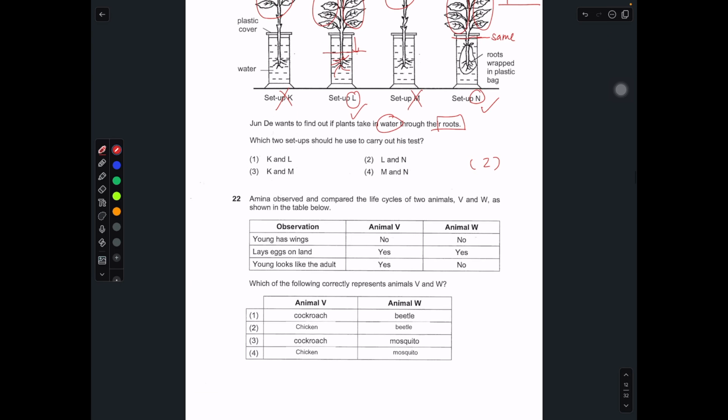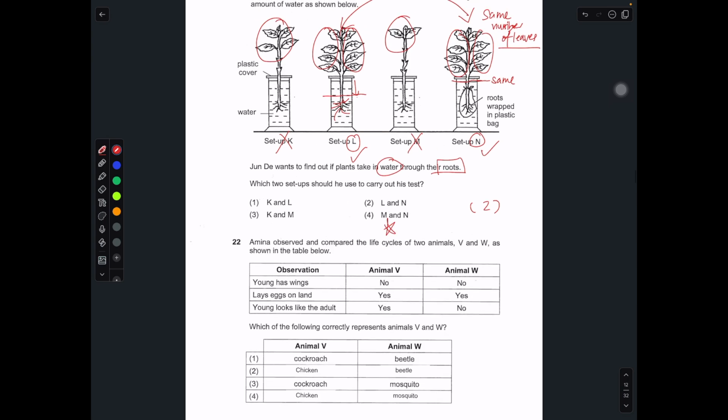Because the main idea is that the leaf will affect the amount of water being absorbed, and we don't want this to happen. We only want the water level in the container to be affected by the roots only.